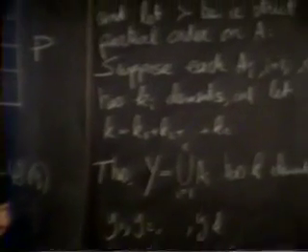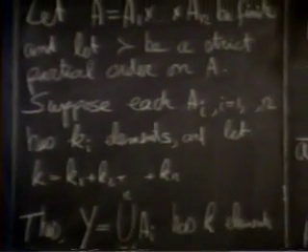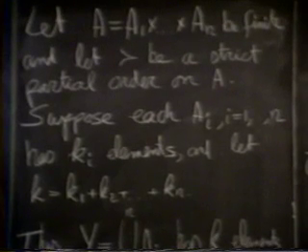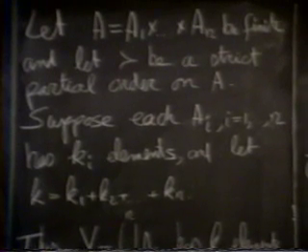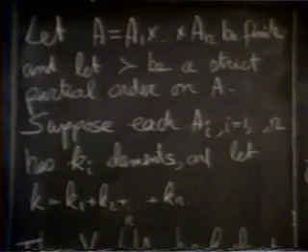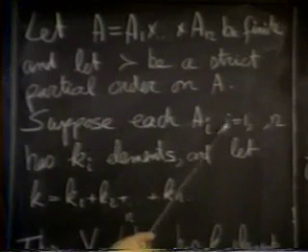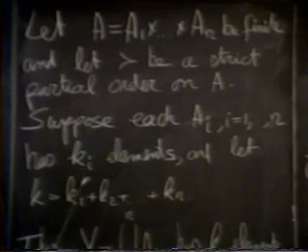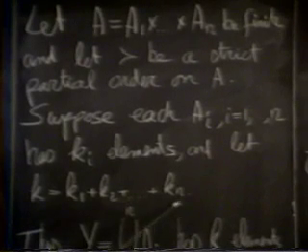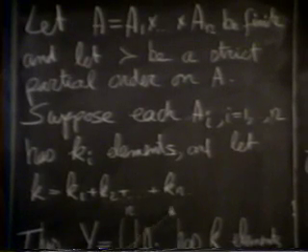However, we do not assume that it's necessarily connected. So given A and B, A may be greater than B, B may be greater than A, or A and B may be incomparable. Let us suppose that each one of those Ai, when i goes from 1 to n, has ki elements, and let k be the sum of all the ki from 1 to n.